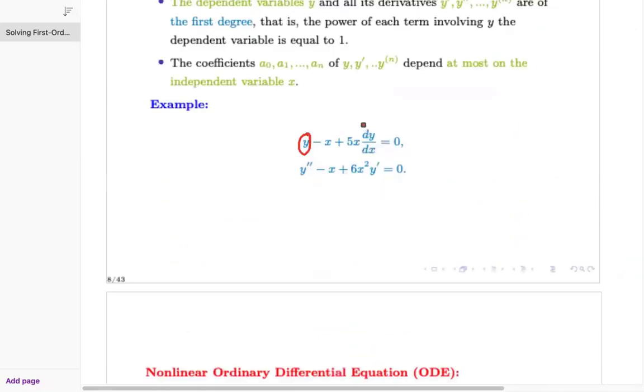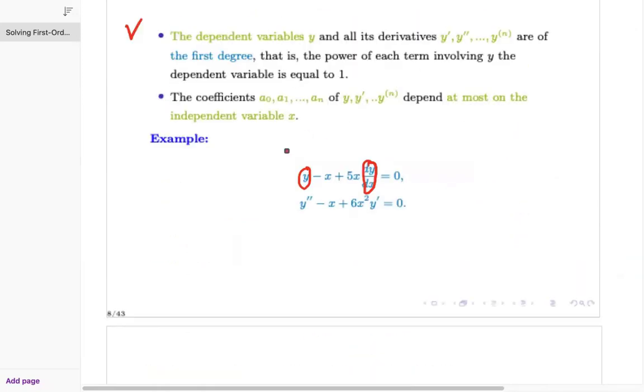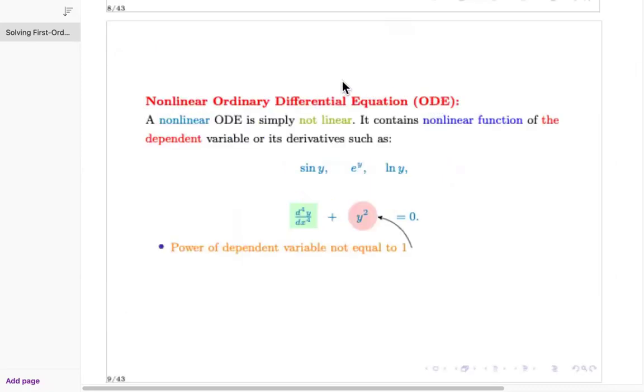As an example, here y and its derivative have power 1, which satisfies the first condition. The coefficient of y is 1, which is a constant. The coefficient of the derivative of y with respect to x is 5x, which only depends on x. Then this equation is linear. In this example, we have 6x to the power 2. This equation is still linear because the exponent is applied to the independent variable x, not to the dependent variable y. This does not cause a problem. The problem arises only when the dependent variable y or any of its derivatives appears with a power different from 1.